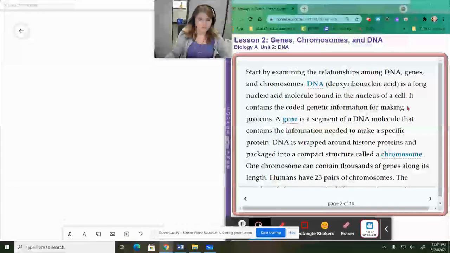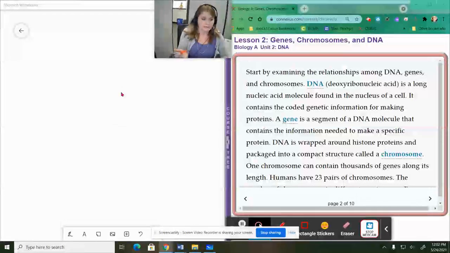So the lesson is here on the right. My whiteboard is here on the left, so I'll be elaborating a little bit on the whiteboard, and reading through the lesson with you to help you understand what you're reading. So start by examining the relationships among DNA, genes, and chromosomes. DNA is also known as deoxyribonucleic acid. It is a long nucleic acid molecule found in the nucleus of a cell.